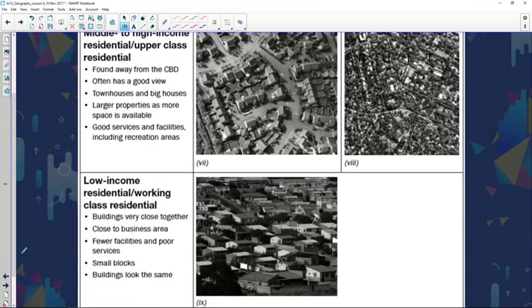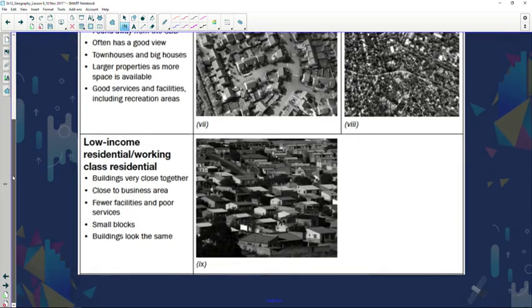The low income areas, once again, the stand sizes are very small, unfortunately. Obviously, it houses the poor people and the buildings look very much the same.